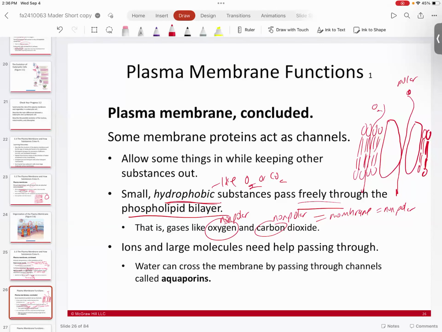Okay, so water, for instance, needs a channel. Anything that has charge to it, like ions, needs a channel. And this will allow them to pass through. And channels typically are specific.